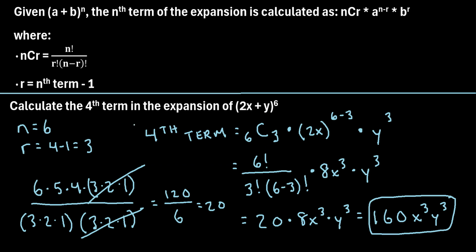So you can use this exact same process to find the nth term in any binomial expansion. You just need to identify n and identify r, and then plug them into the formula that we outlined up here.